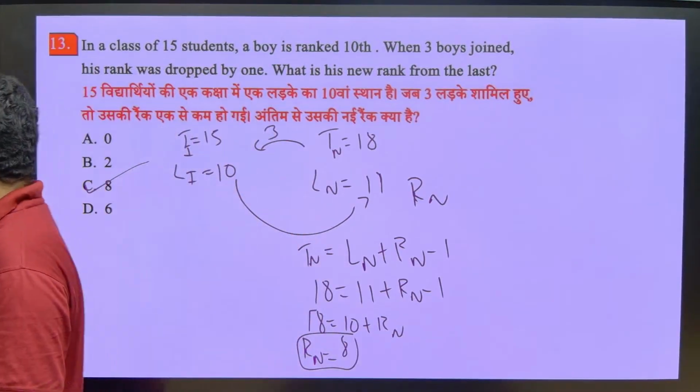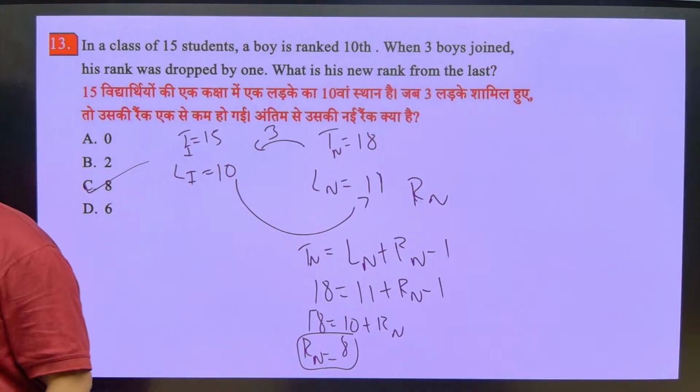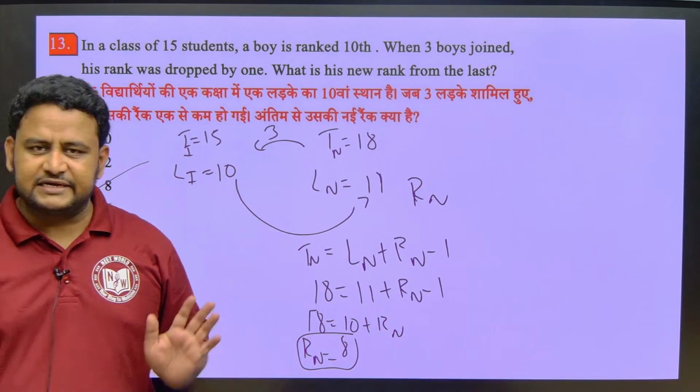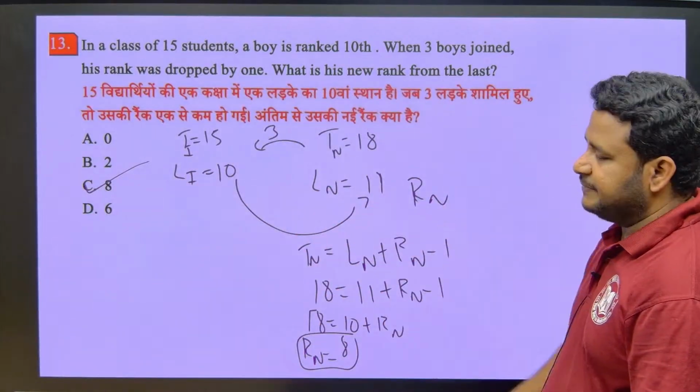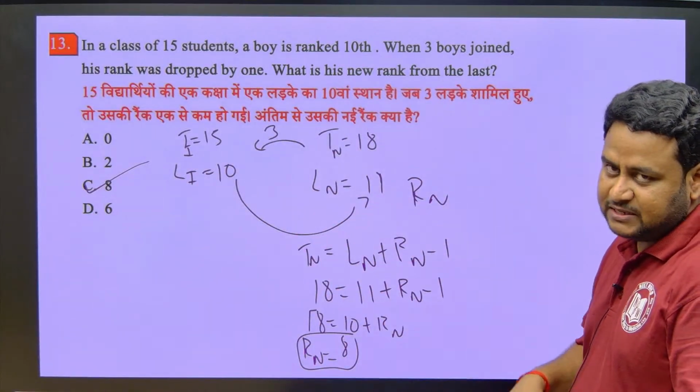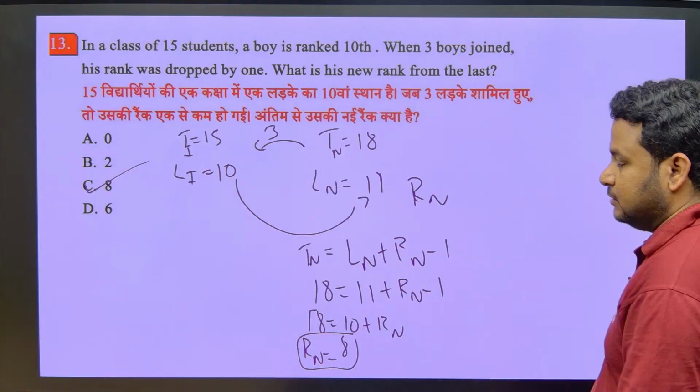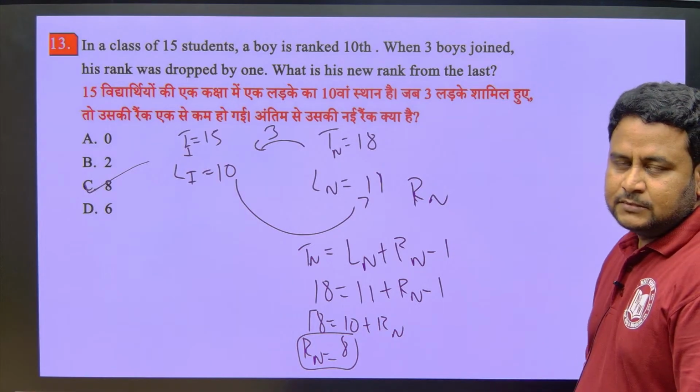Clear, friends? The right answer to this question is 8. I hope it is clear to all of you. Drop by 1 means the rank has not become 9th, it has become 11th. That you should keep in mind. Here we are talking about ranking. Clear?